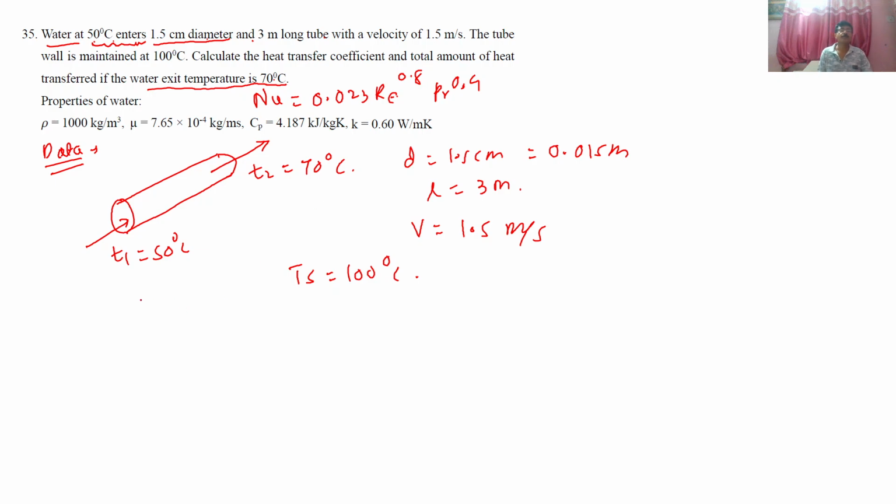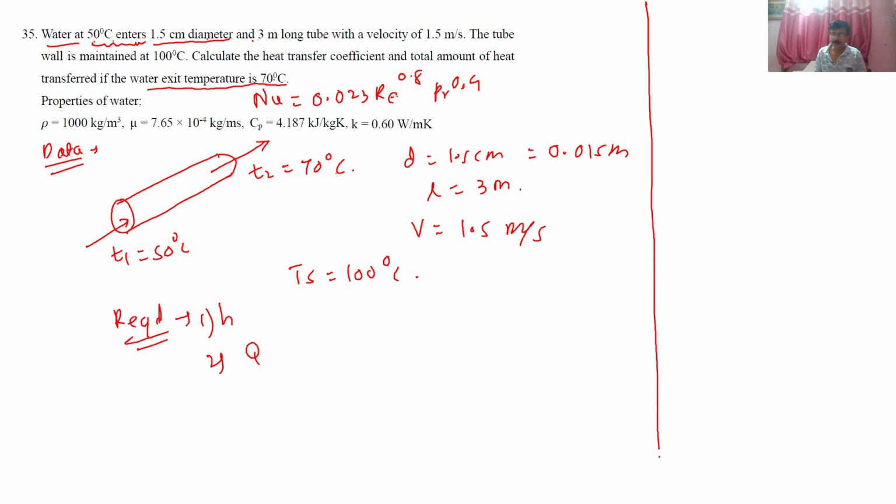Calculate the heat transfer coefficient. They have asked for number 1, h, and the total amount of heat transferred, Q, if the water exit temperature is 70, which I have already mentioned. The properties of water are given and we have to use them. So two things they have asked: the convective heat transfer coefficient h, and second, the heat transfer rate. Now let's begin with the process. I am outlining the process here.